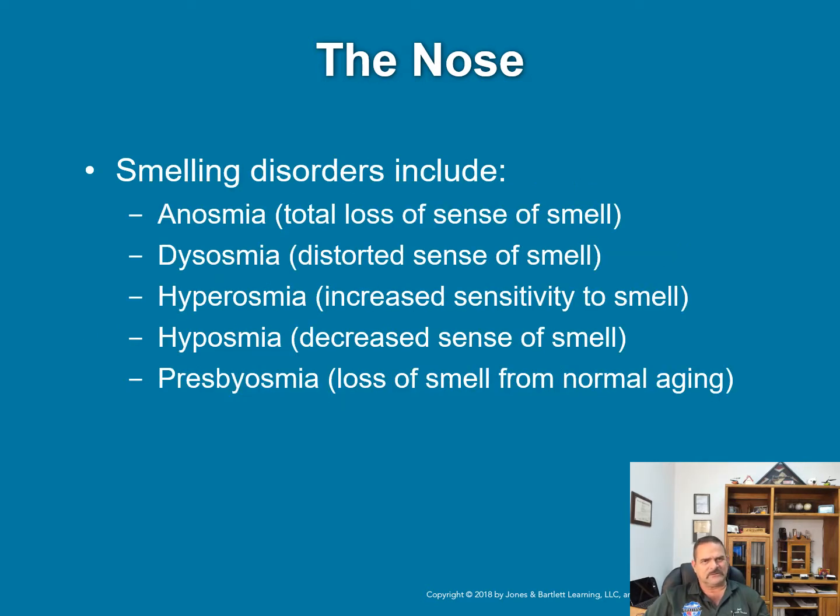Smelling disorders include anosmia, which is a total loss of sense of smell, dysosmia, which is a distorted sense of smell, hyperosmia, which is an increased sensitivity to smell, hyposmia, which is a decreased sense of smell, and then presbyosmia, which is a loss of smell from normal aging.